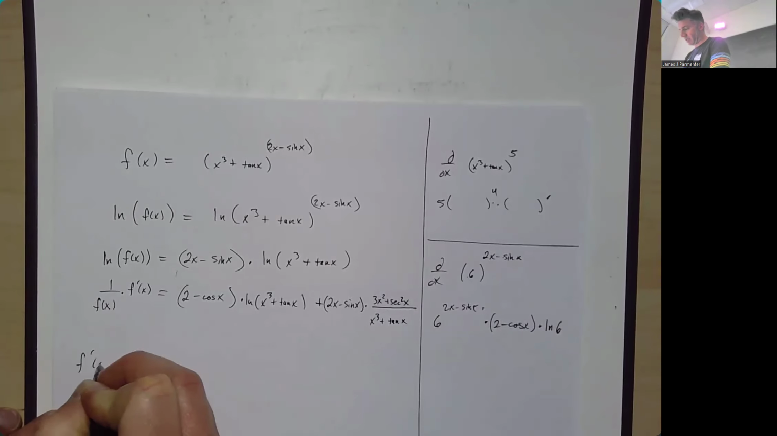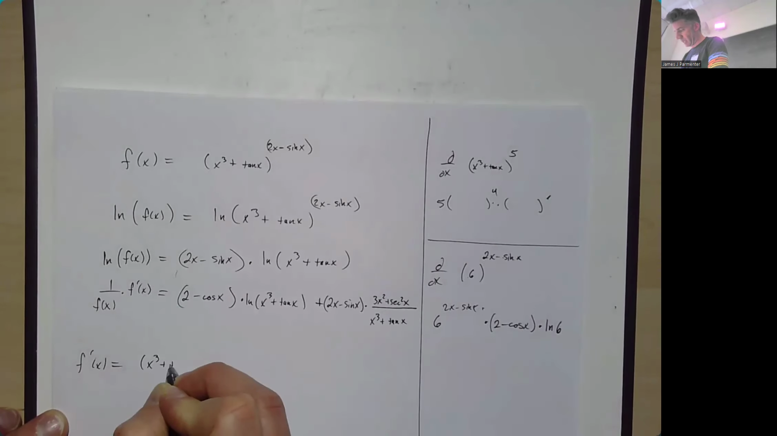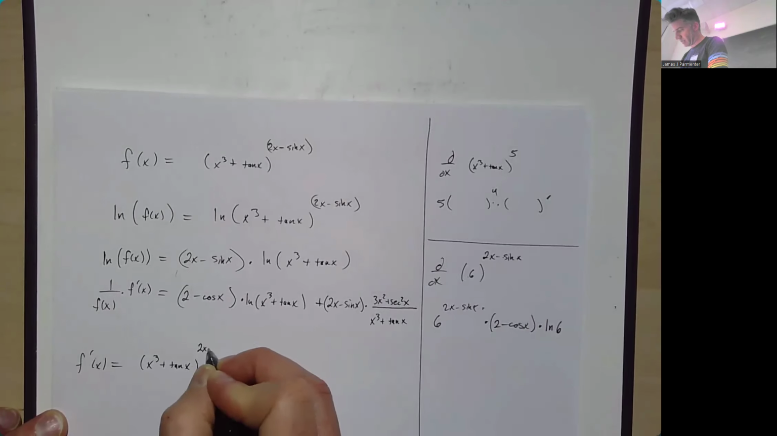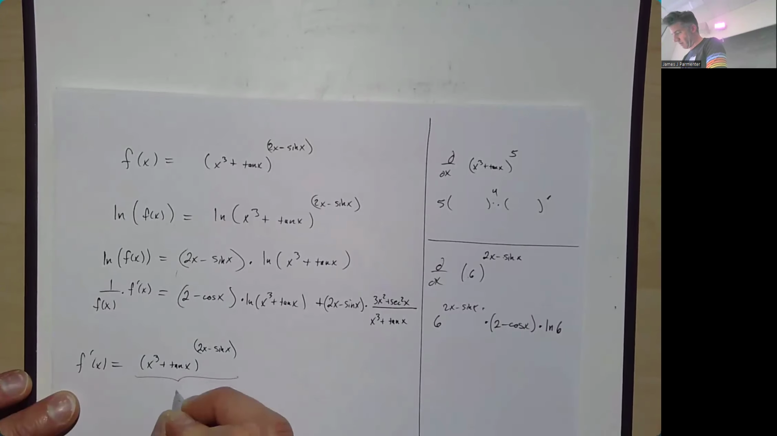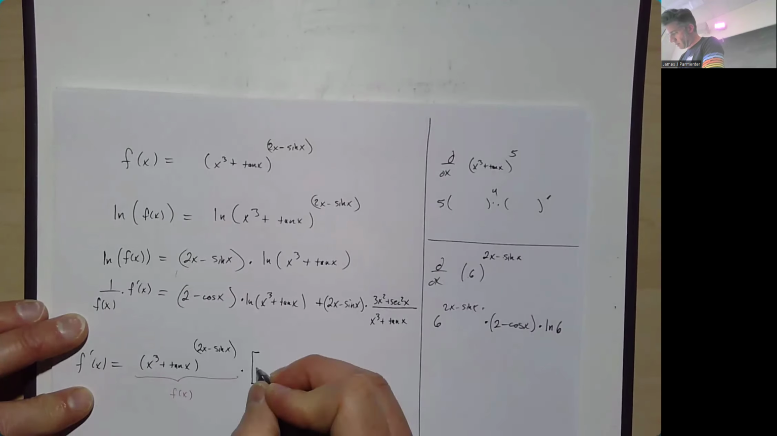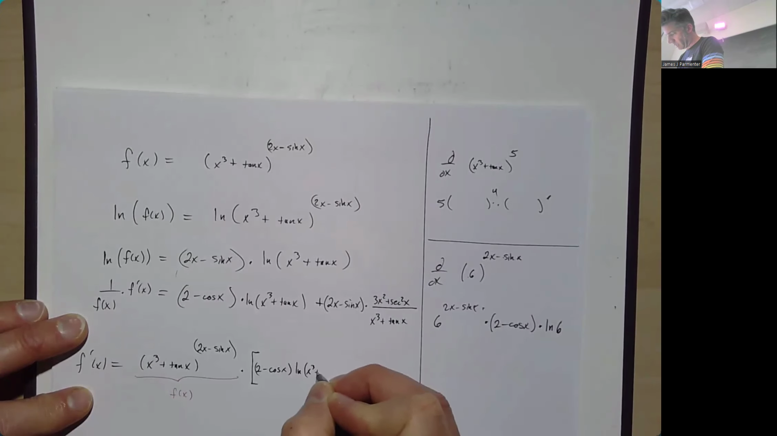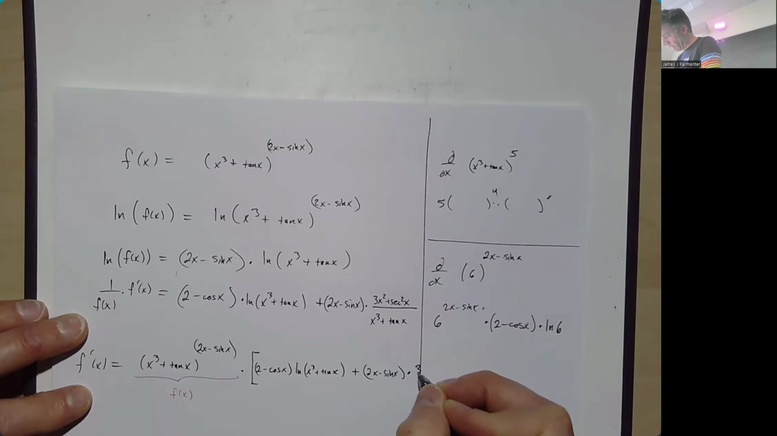So that f prime of x is equal to f, which is x cubed plus tangent x to the 2x minus sine x power. There's your f of x times all the stuff up here. 2 minus cosine x times the natural log of x cubed plus tangent x plus 2x minus sine x times 3x squared plus secant squared x over x cubed plus tangent of x.